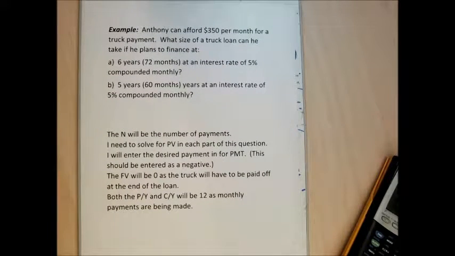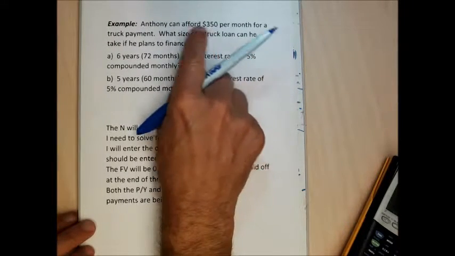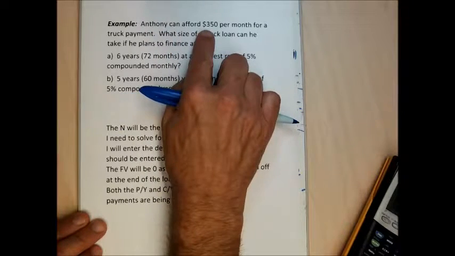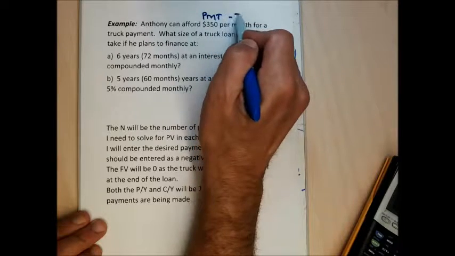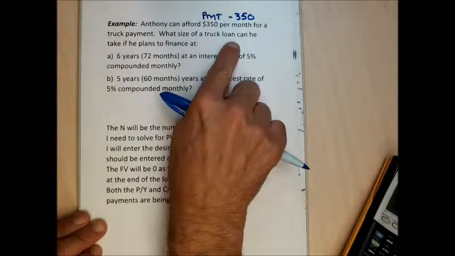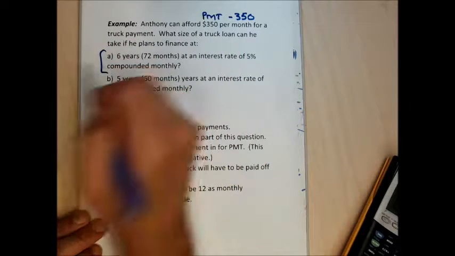One last kind of problem to muddle through. This feels like a realistic problem. I used to do this when I was worried about how much of a loan I could take. So last kind of example, Anthony can afford $350 a month for a truck payment. That must be a PMT, and payments for car problems are always put in as negative. What size of truck loan can he get if he plans to finance? Let me do two parts.